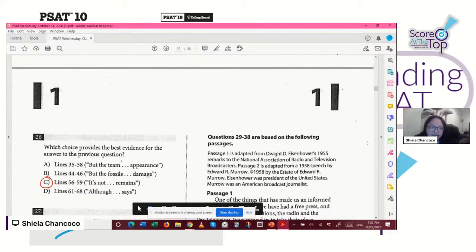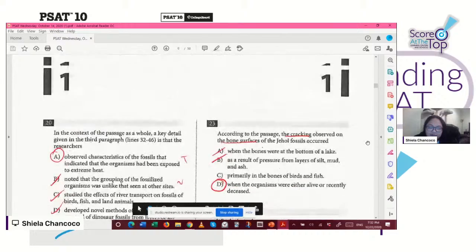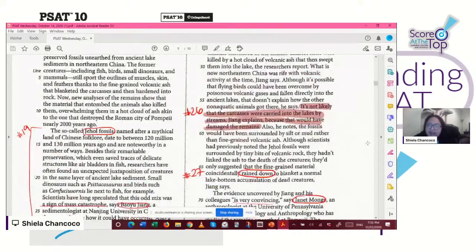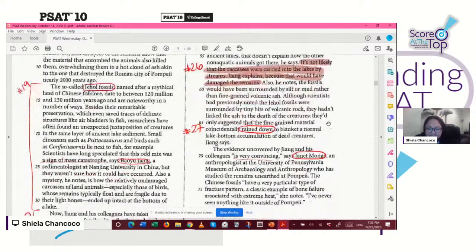Here, let me look at that and scroll up. 56, 56. All right, here we go. I highlighted here: it's not likely that the carcasses were carried into the lakes by streams. Jiang explains because that would have damaged the remains. Okay, so if they had found that they were damaged, right, it would not support the fact that, it would go against what they had said. So that's how you need to analyze these.